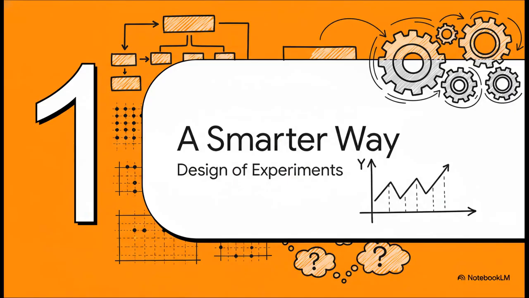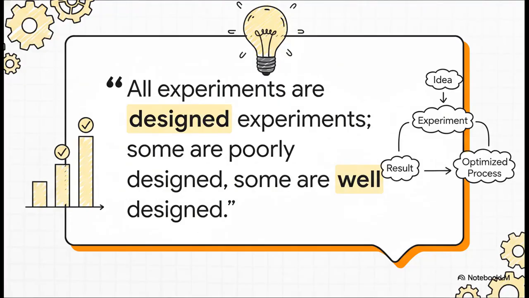This is where we get off that slow, frustrating path and take a much, much smarter route. It's a system called design of experiments, or just DOE for short. Honestly, you can think of it like a GPS for finding the perfect result. It doesn't just show you the roads, it shows you how they all connect to get you to your destination way faster.